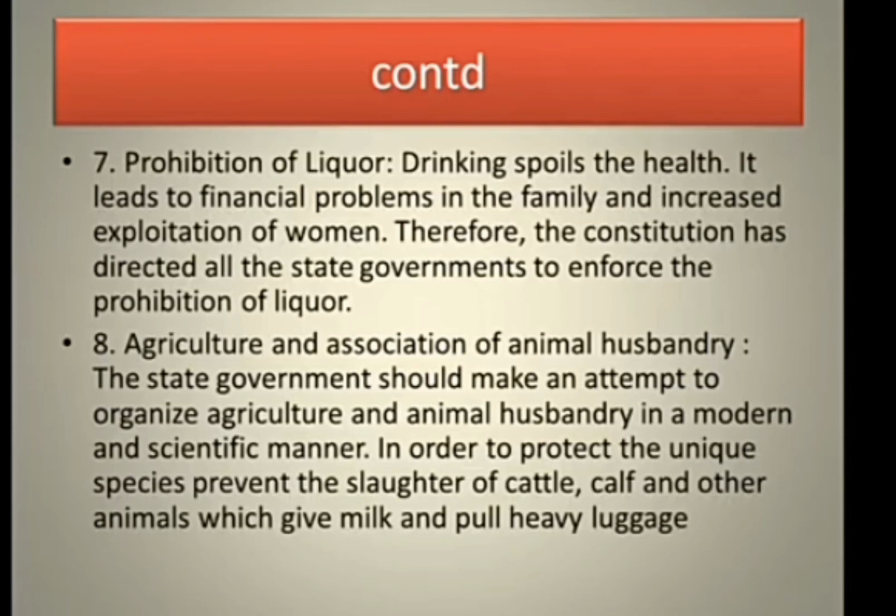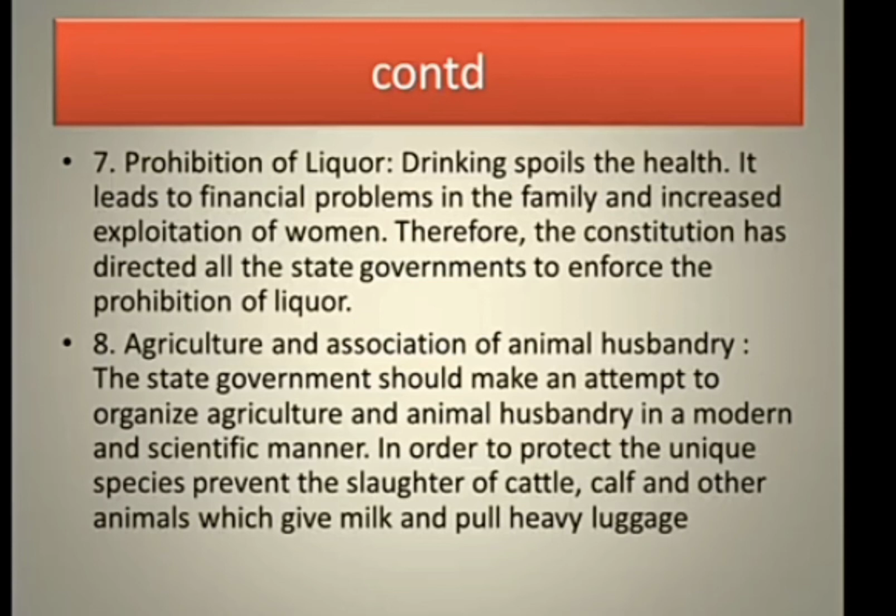Next one is prohibition of liquor. Drinking spoils the health. You all know that, is it? It leads to financial problems in the family and increases the exploitation of women. Therefore, the Constitution has directed all the state governments to enforce the prohibition of liquor.